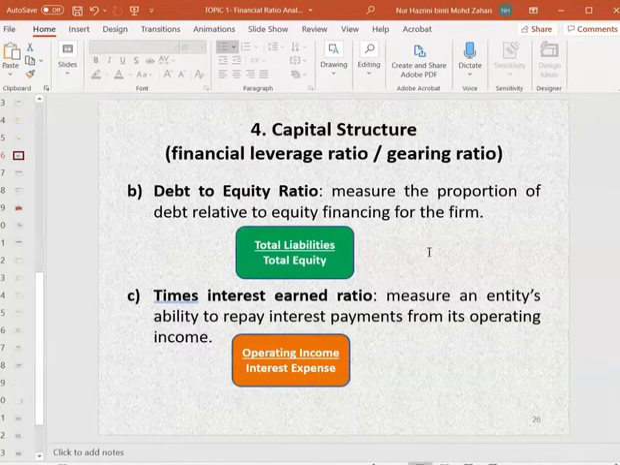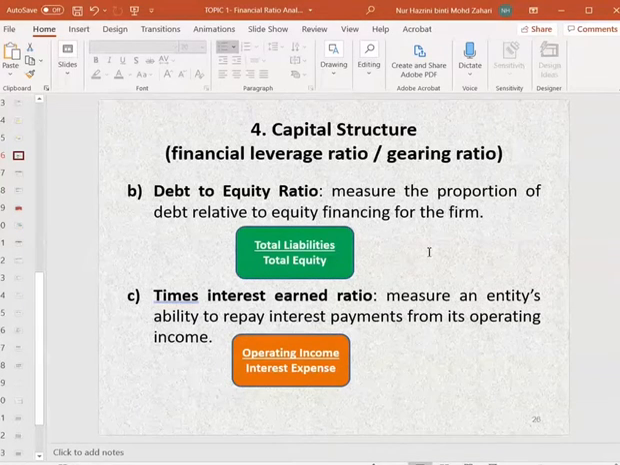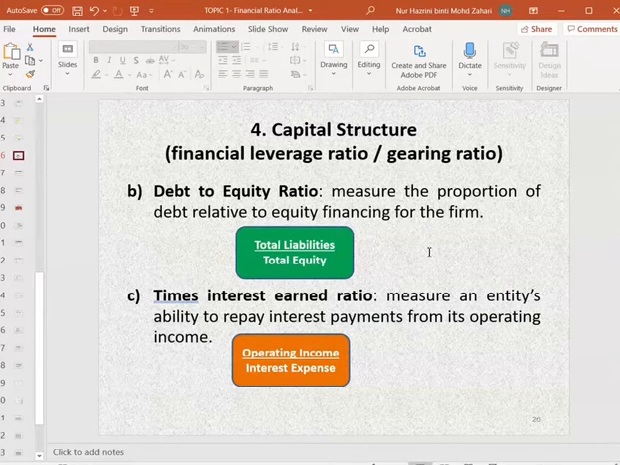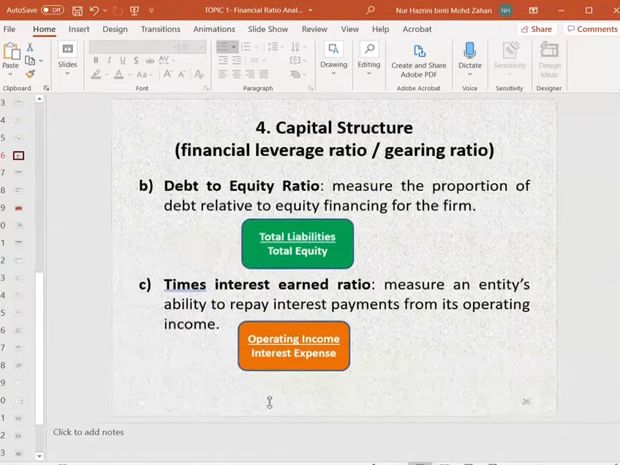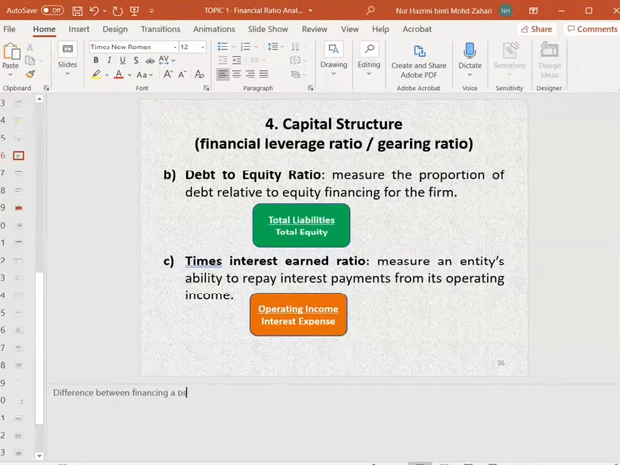But if you finance your company using equity by issuing shares, the payment of dividend is not obligated. It means it is not fixed. When you make profit, you can pay. If you make loss, then you don't have the obligation to declare the dividend. So I will put here the difference between financing business using liabilities and equity.